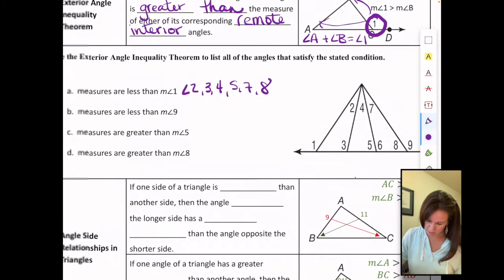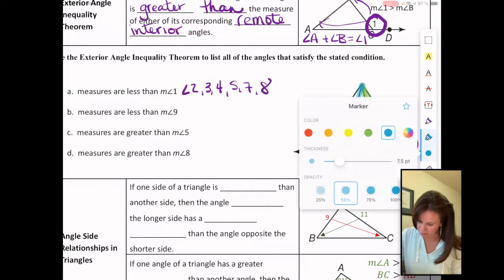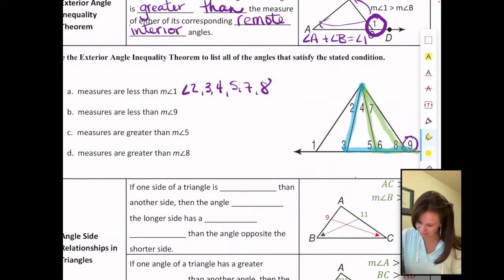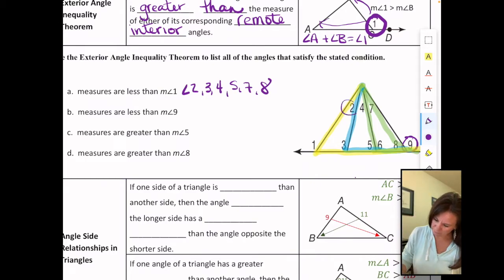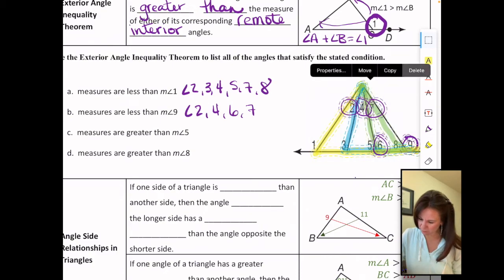Measures that are less than the measure of angle 9. So now we're just coming at it from the other side, right? So like we've got this triangle right here, and then we've got another triangle that goes past it to there, and then another triangle that goes past it to here. So any of those that are remote interior angles to angle 9. So that would be, let's see, 2, 4, 7, and 6. Okay, so angles 2, 4, 6, and 7. Again, we'll clean this up so we can see what we're doing.